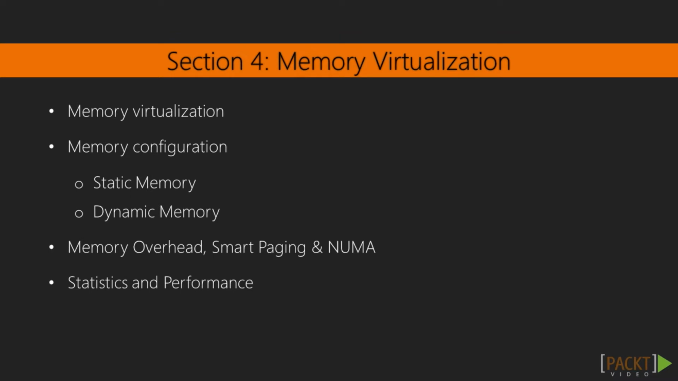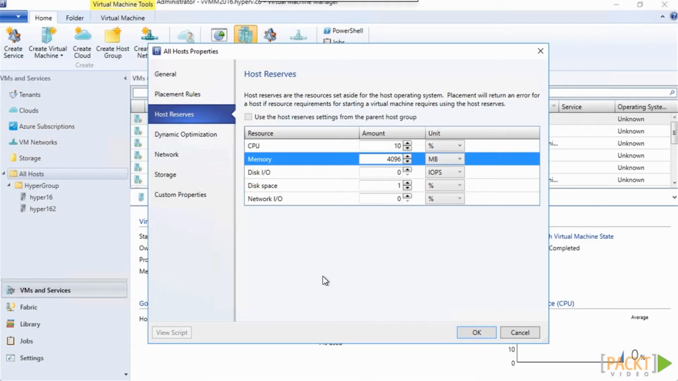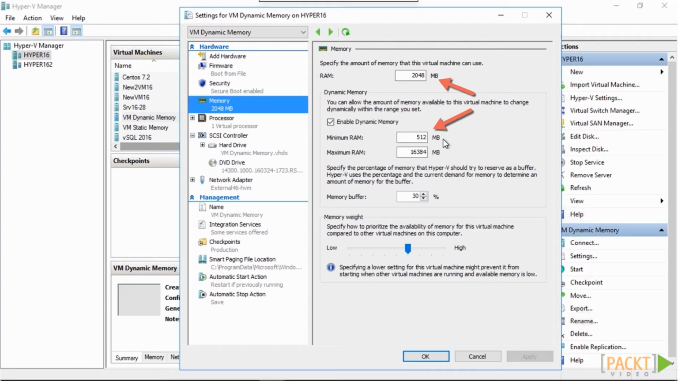In Section 4, we will learn about Hyper-V memory virtualization. Memory management is nothing new to operating systems, however, it gets very interesting when multiple virtual machines are contending for the same memory resources in a finite physical server. How you allocate memory to a virtual machine and tweak it with certain memory techniques will determine how your virtual machine performs. First, we talk about memory virtualization and then show you how to configure it. We cover memory overhead, smart paging, and NUMA, followed by some statistics and performance monitoring.